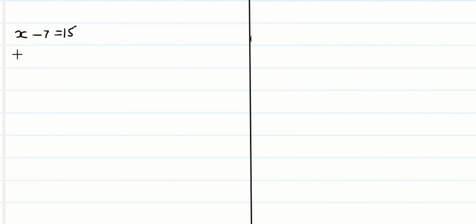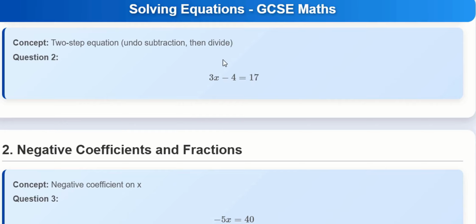So x minus 7 is equal to 15 becomes x is equal to 15 plus 7, because 7 here was negative. When you take it on the other side of the equal sign, it becomes positive. So x becomes 15 plus 7, which is 22. And that becomes the solution for that question.